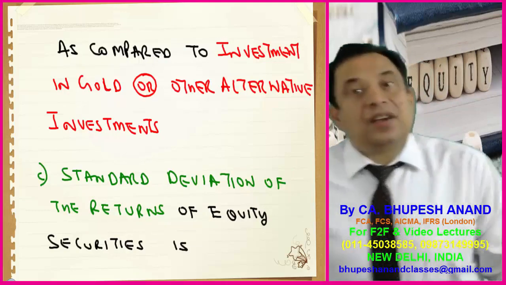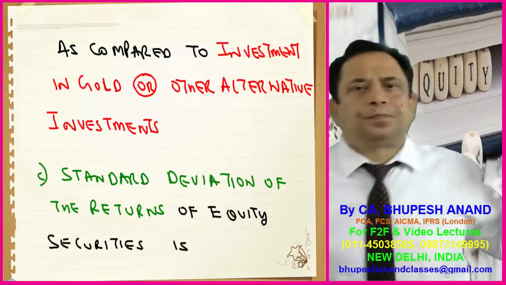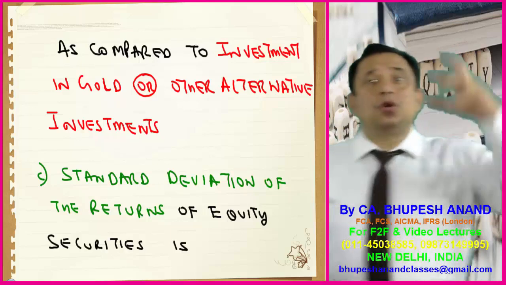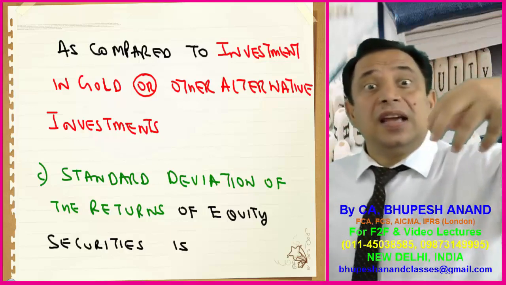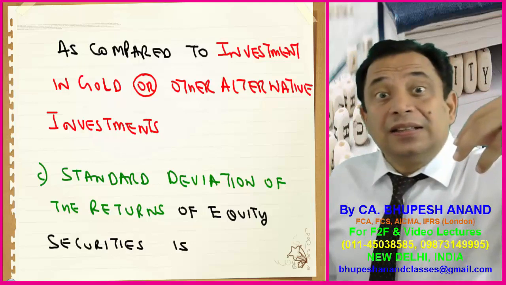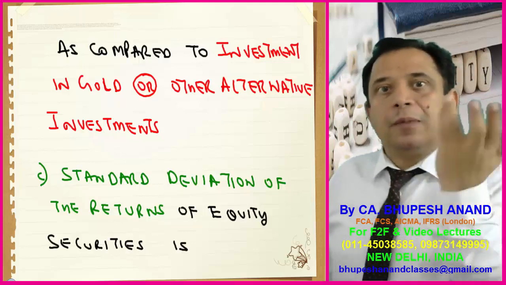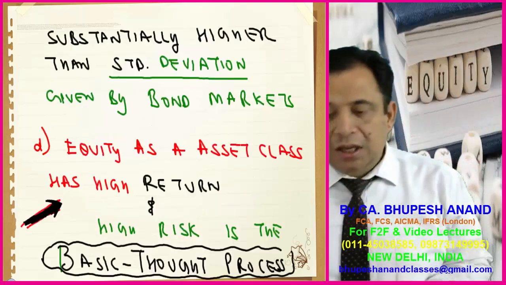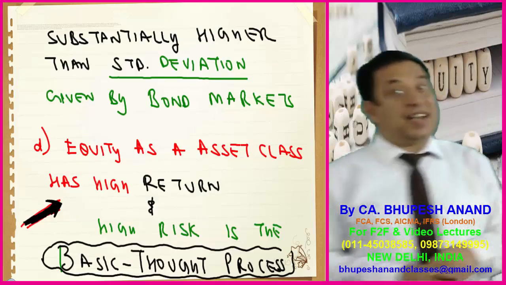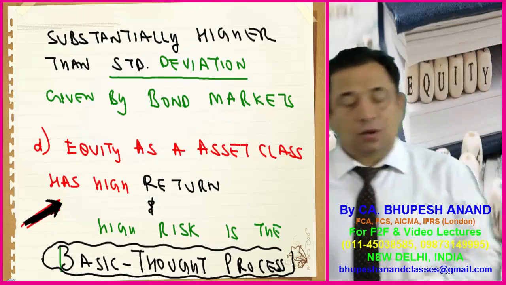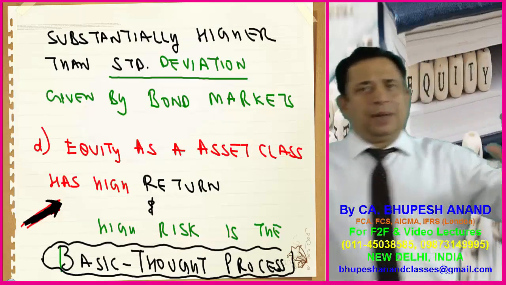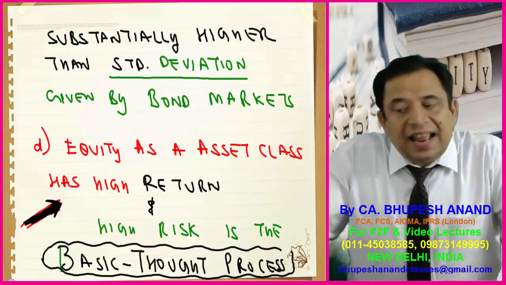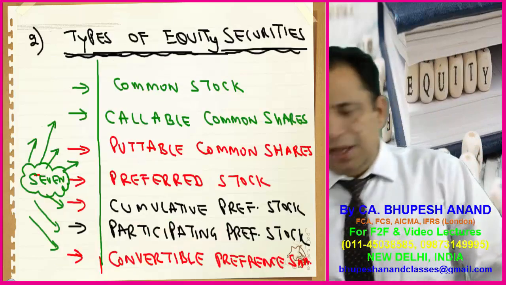C point, standard deviation of the return. No doubt risk is more, but risk and return go hand in hand. In equity securities, no doubt it is a residual claim, and the standard deviation is more, but overall we will be getting more returns. So please write on C point: standard deviation of the returns of equity securities is substantially higher than standard deviation of bond markets. So the basic thought process which I want to build is that equity as an asset class has a high return and high risk. This is a basic thought process which I want to share with you.